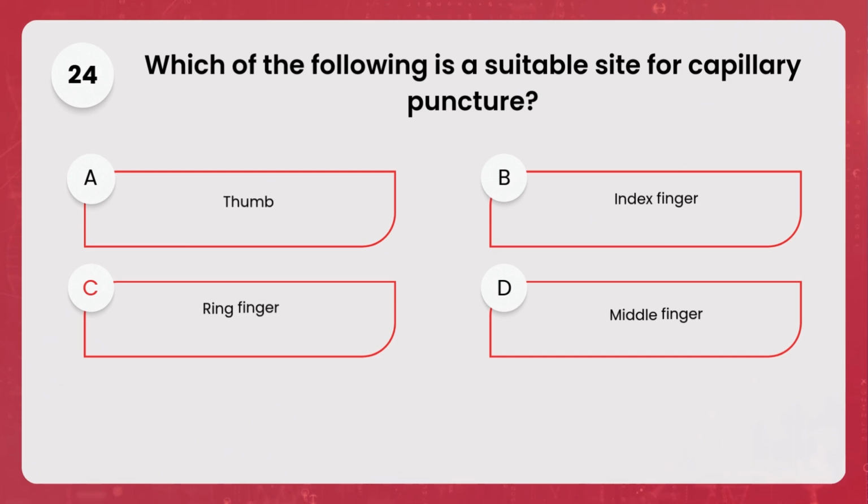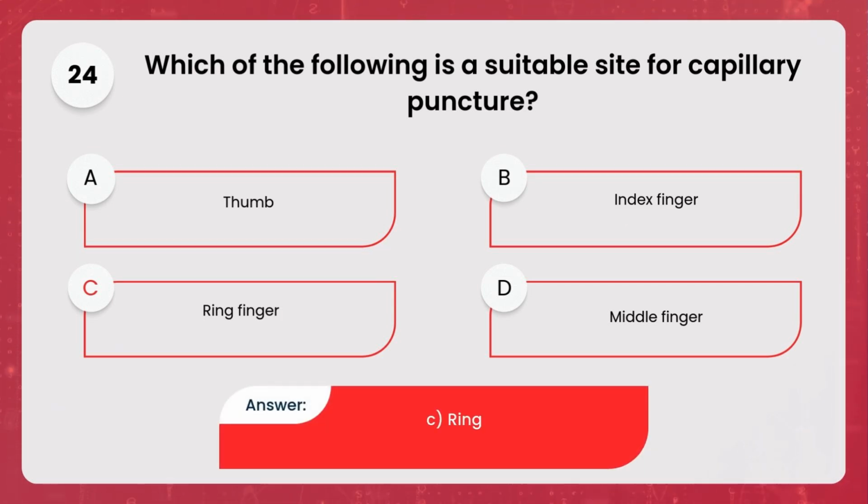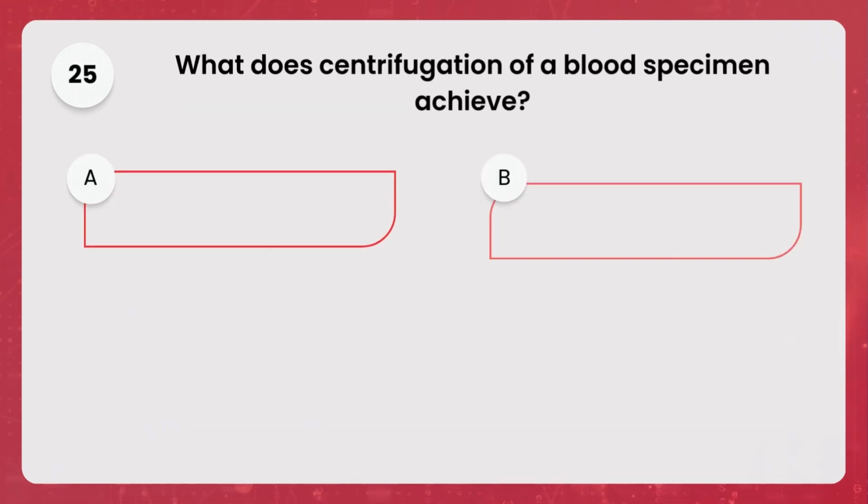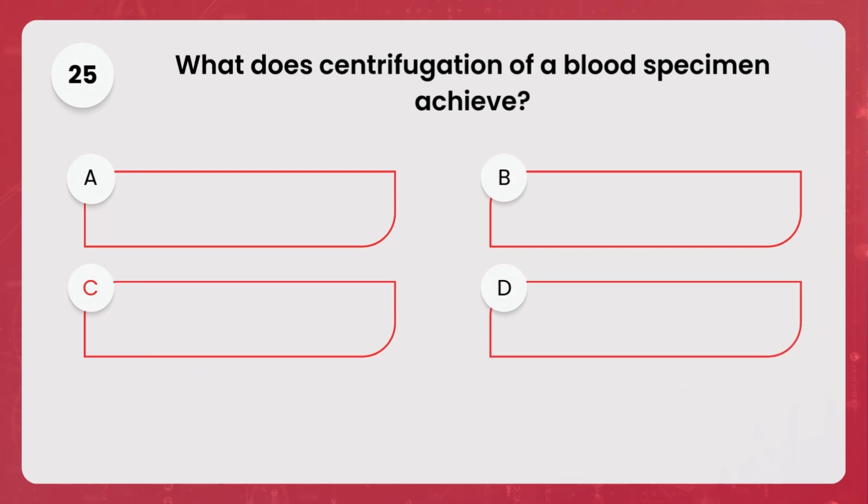Number 24. Which of the following is a suitable site for capillary puncture? A. Thumb. B. Index finger. C. Ring finger. Or D. Middle finger. The answer is C. Ring finger.